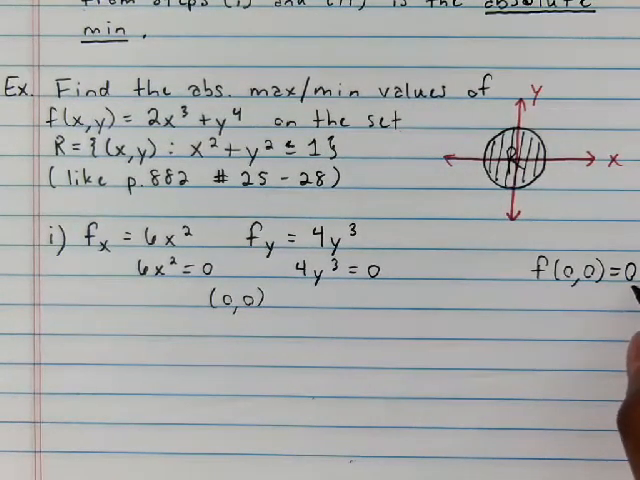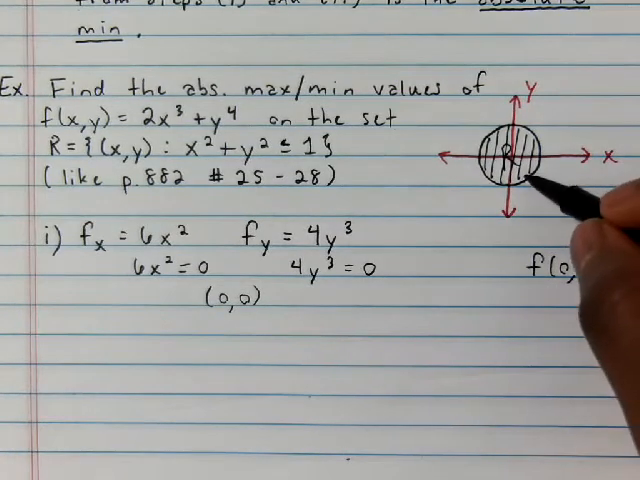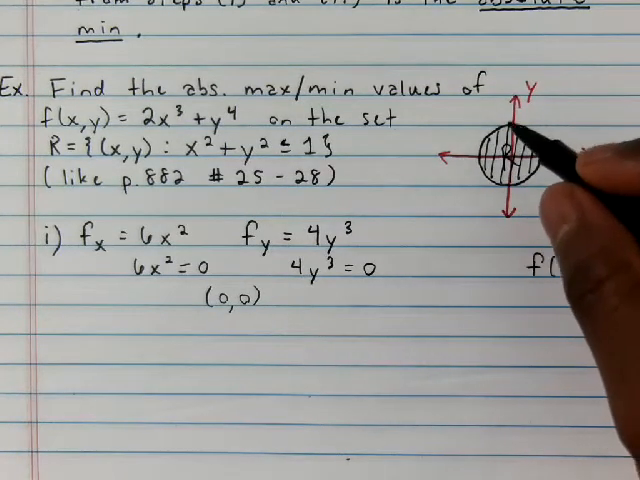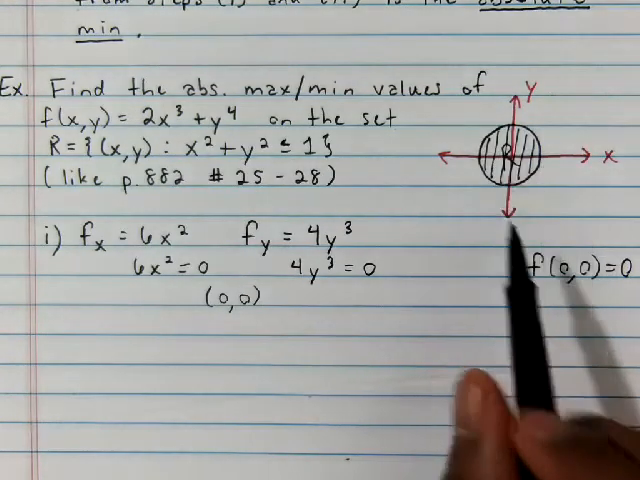All right, so that's one of our comparison values for step 3 is going to be 0. Now, step 2 says find the extreme values of f on the boundary of R. So now we need to find the max and min values on the boundary, which is this circle.